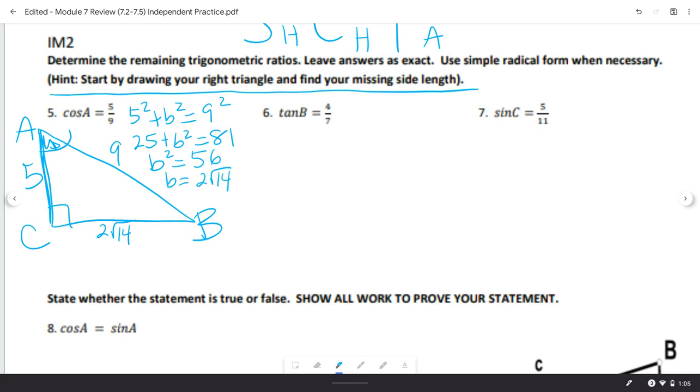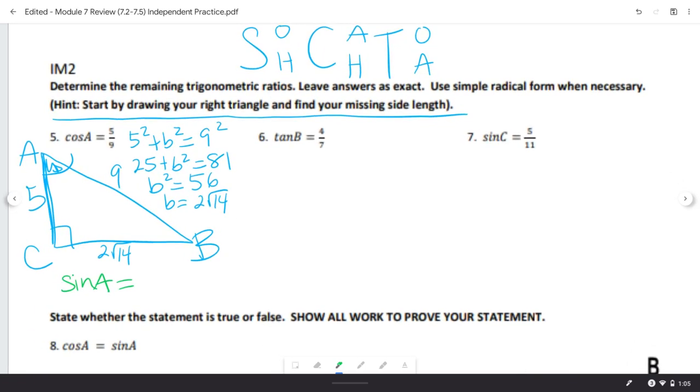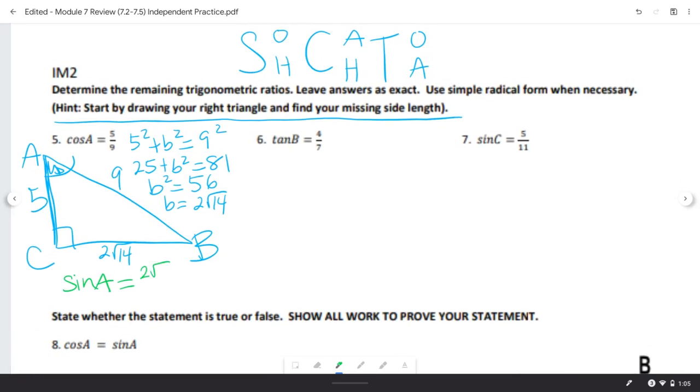And now I've got my missing side, so I can figure out what the other ones are. And so I've got cosine, so I've got to figure out sine and tangent. So sine of A is opposite over hypotenuse. So 2 root 14 over 9. And since the radical is in the numerator, I don't have to rationalize that. And then my tangent of A is TOA, so opposite over adjacent. And again, I don't have to rationalize that.